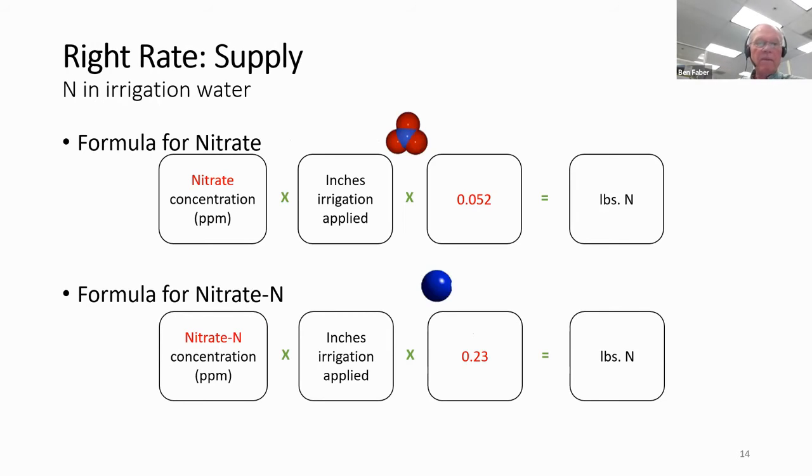We have formulas that give us an estimate of nitrogen that is coming from water. All growers should be doing some water testing at some point during the growth period, at least once a year, to get an estimate of the total amount of nitrogen that's applied through water.